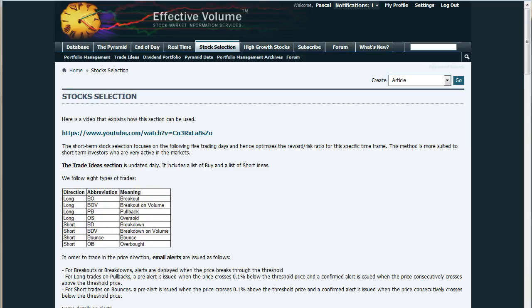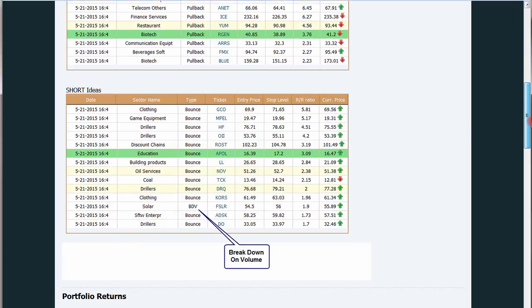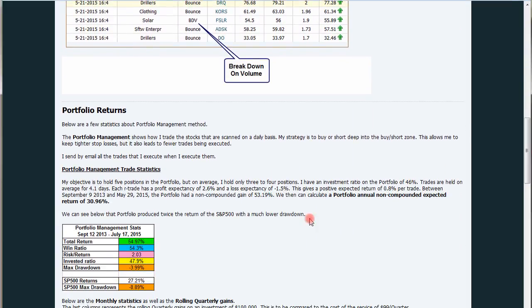Welcome back. In today's video, I would like to talk about the stock selection returns. So here you can see how the stock selection works. You have a video that explains how to use this section, but I want to scroll down here and talk about these different tables. These tables are very important for me because this is my portfolio and this is really a daily measure of my trading activity.